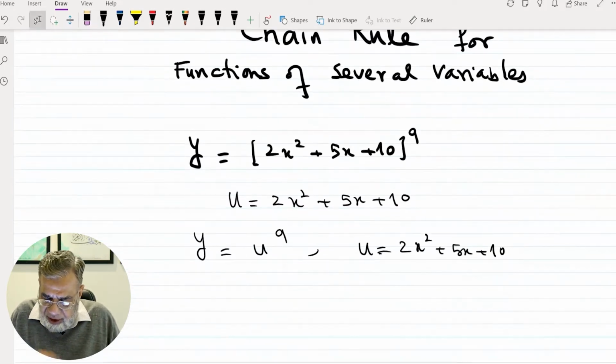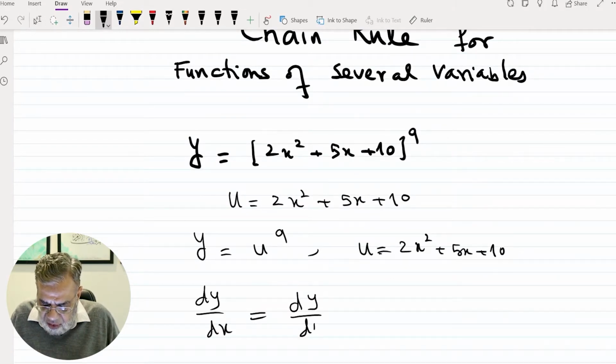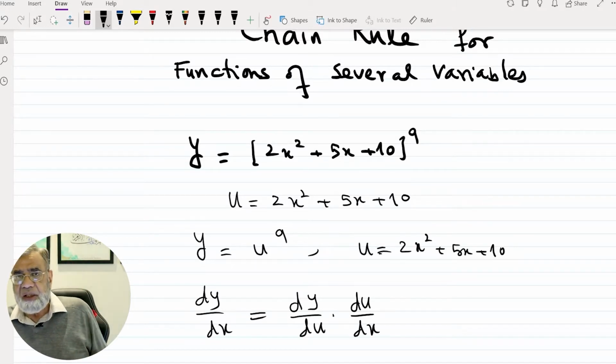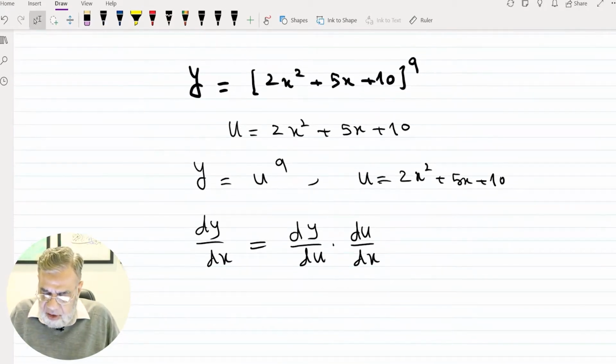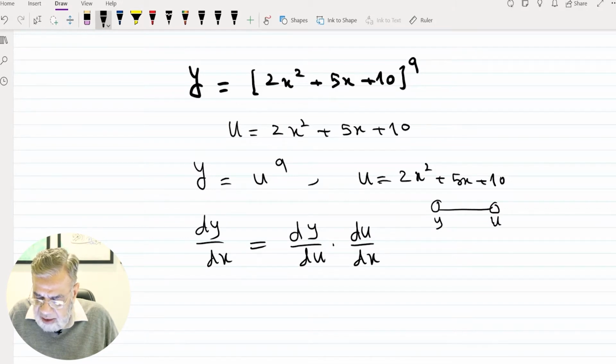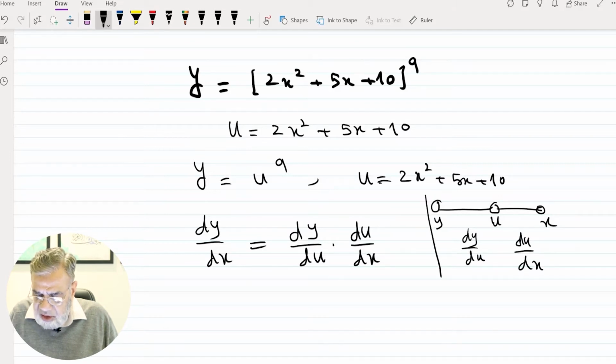Now I want to find the derivative of this. I write dy by dx. We divide by du and we multiply by du. So we can rewrite dy by dx as dy by du times du by dx. Now if I apply this, here is my y, then this is my u, and this is my x. When we take the derivative between these, we get dy by du, and between these two, du by dx. This is my chain. So you can say this is my chain from y to u and u to x.